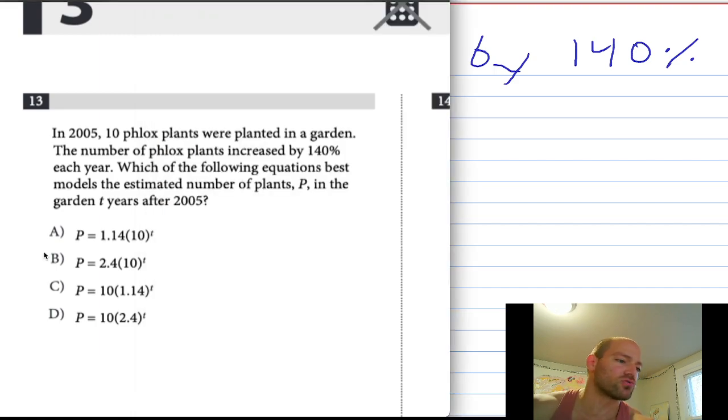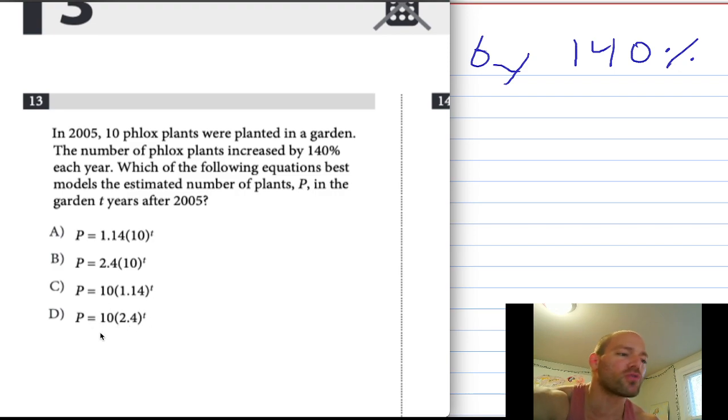Now, how many answer choices contain 2.4? Two of them. B and D both have 2.4. And this is where just our knowledge of how these exponential change equations work comes into play. The change information, usually these are percent change questions, but even if it's not, the information that tells you how to change the number goes inside the parentheses. So the answer is going to be D.